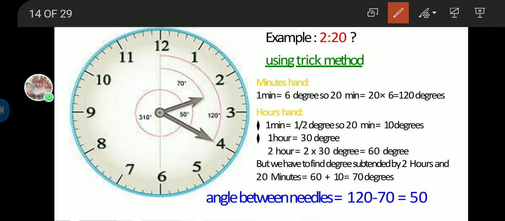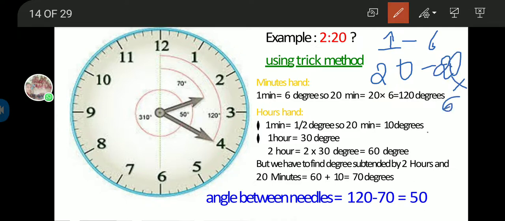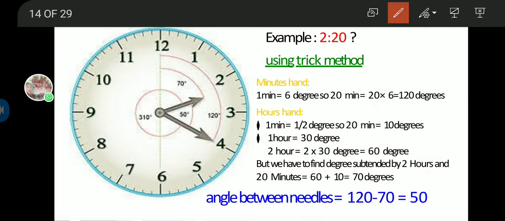1 minute means 6 degrees. So 20 minutes means 120 degrees. Have you understood? 1 minute means it moves 6 degrees, and for 20 minutes it's going to be 20 into 6, which is 120. Hour hand: 1 minute, half a degree. So 20 minutes, 10 degrees. Right? Hour hand, 20 minutes, 10 degrees.